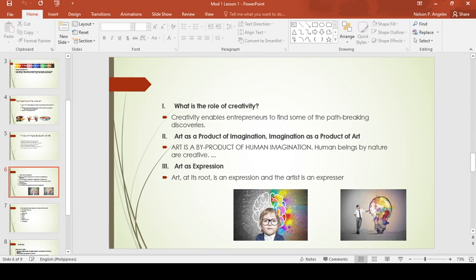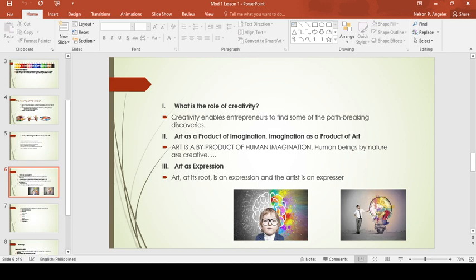Then also, art is a product of imagination, and imagination is a product of arts. So art is a byproduct of human imagination because human beings by nature are creative. Remember that art is made by persons aided by art materials, tools, and skills, and shaped by their creativity and imagination. No matter how close art is to nature, the human mind, heart, and hands are the ones that shape arts.